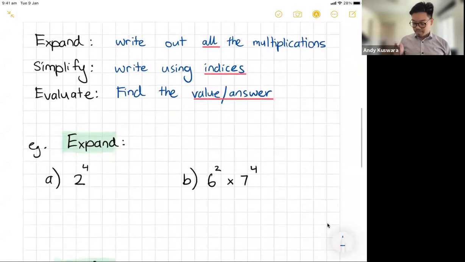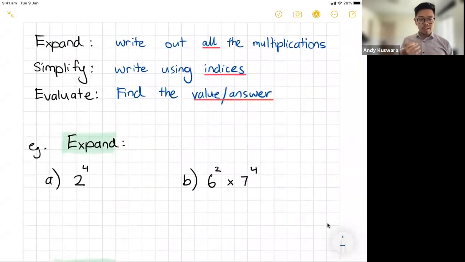Okay, now expand. If they asked me to expand 2 to the power of 4, all it's saying is we want to write it out using all the multiplication. So I'm just going to write it out as 2 times 2 times 2 times 2. And that's 2 to the power of 4. I'm not going to change it. I'm not going to write what that actually is. I'm just going to leave it, because that is now expanded. We've stretched it out.